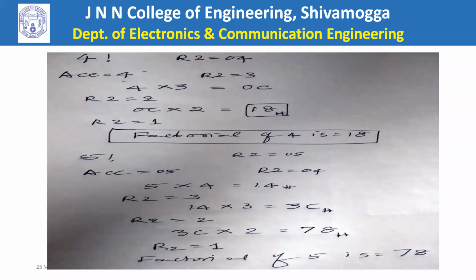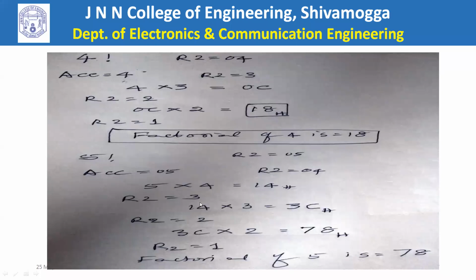You can just see, how do you find 4 factorial? R2 is equal to 4. Now accumulator is equal to 4. Make R2 as 3 because you are decrementing R2. 4 into 3 you do. Then once again decrement R2. Multiply R2 with the partial product. Now R2 becomes 1. When R2 becomes 1, factorial is the last product, that is 18.